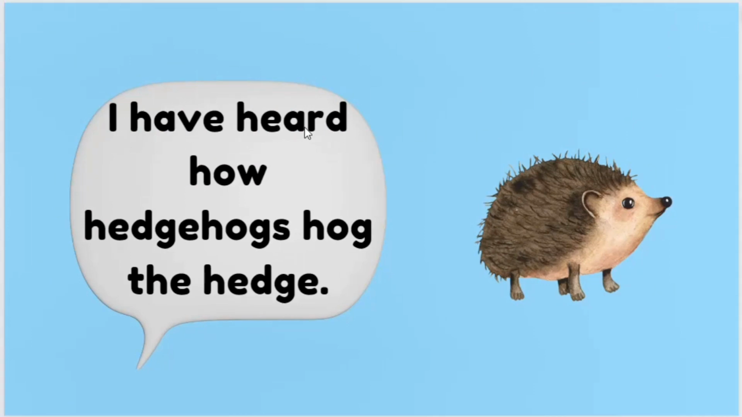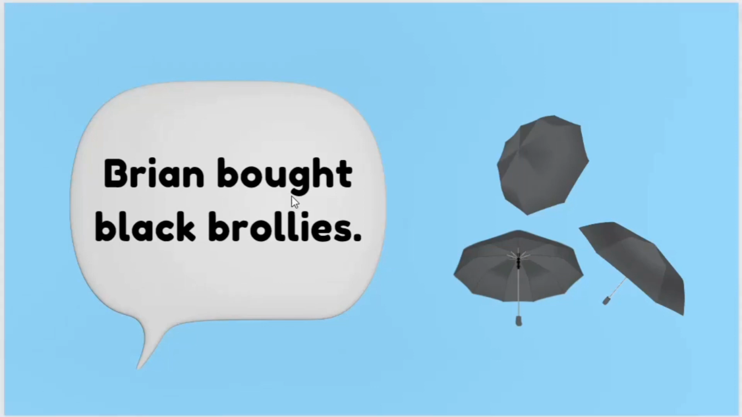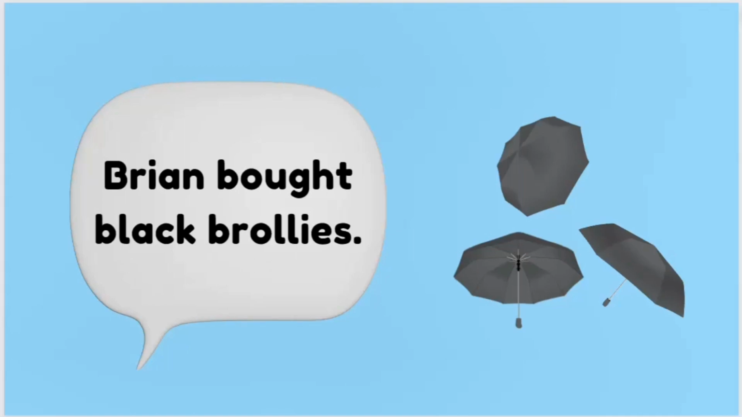I have heard how hedgehogs hog the hedge. We have the sound repetition here. Brian bought black brollies. Now, this is a simple sentence, but we have alliteration here.